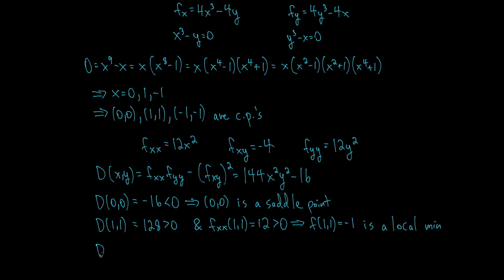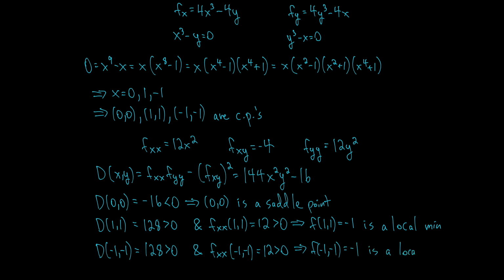So then we've got minus 1, minus 1. And plugging that in, they get squared, so we still have 128. So this thing's still positive. And notice that our second derivative also has everything squared, so at minus 1, minus 1, that's still going to be positive also. So that means that f of minus 1, minus 1 is also equal to minus 1, and it's also a local minimum.